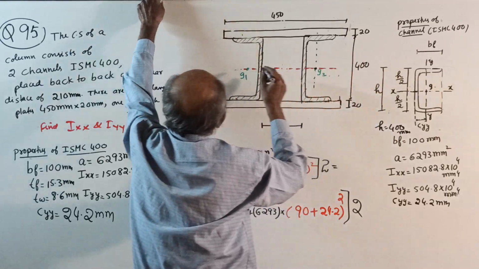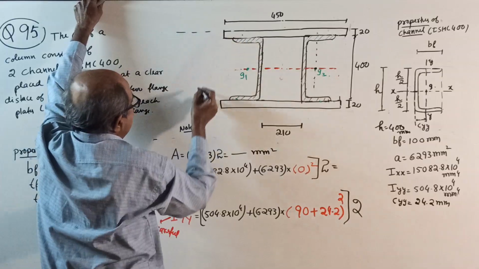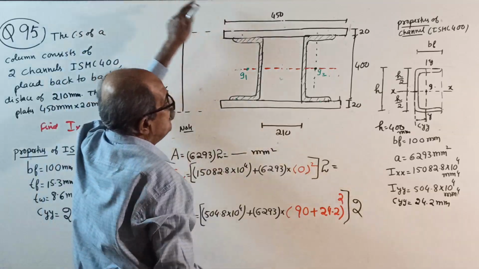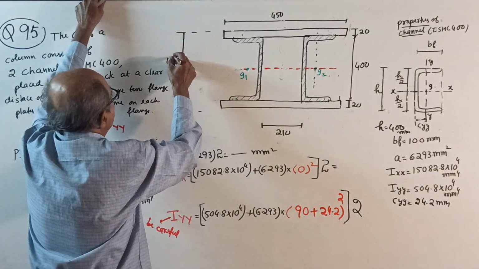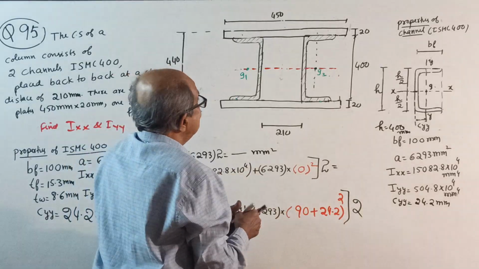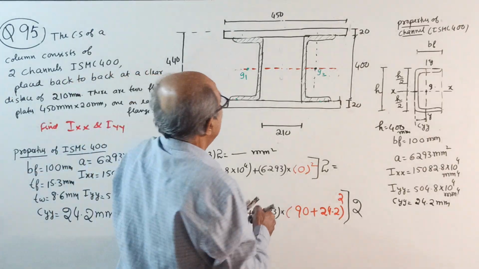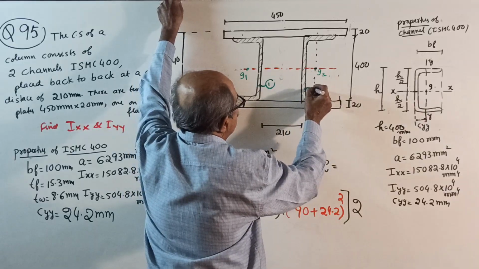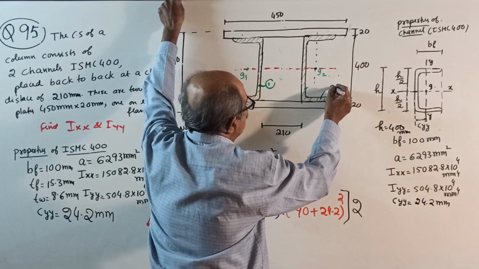400. Therefore, I have no space there. I'll mark here the overall depth, the full depth here, which will be 400 plus 20 is 440. Now, I will take the channels as 1 and 2. It is your choice. I will take this channel as 1, this channel as 2.